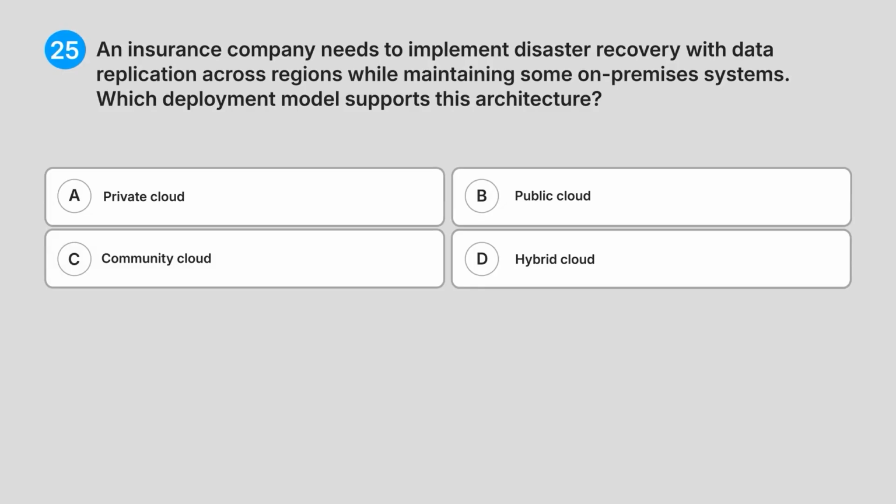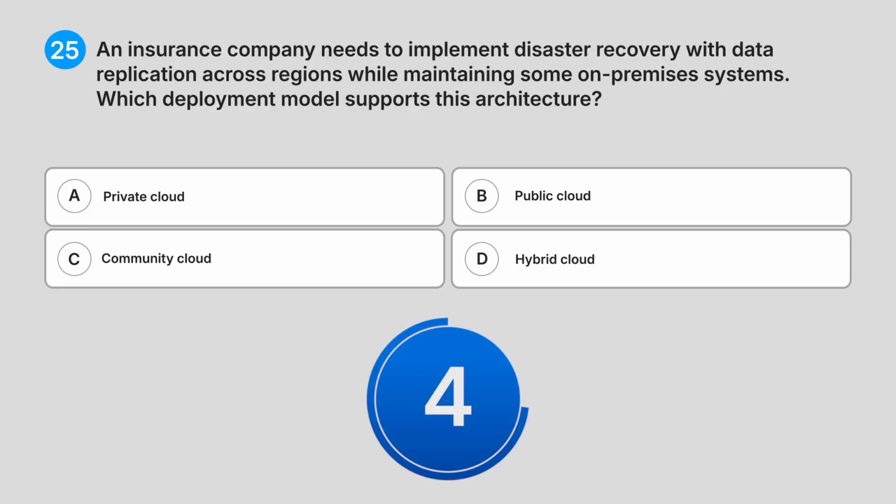25. An insurance company needs to implement disaster recovery with data replication across regions while maintaining some on-premises systems. Which deployment model supports this architecture? A. Private cloud. B. Public cloud. C. Community cloud. D. Hybrid cloud. Can you guess the answer?